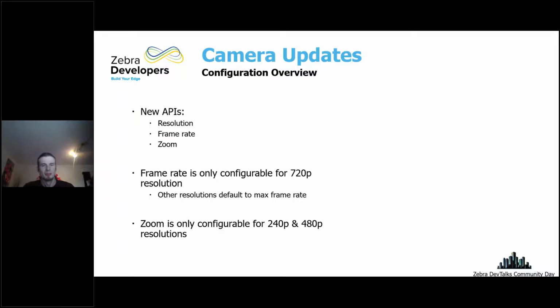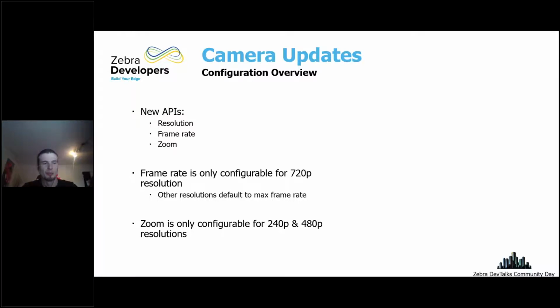So previously in version 1 of the SDK, we essentially just had the option to start capturing images and stop capturing images. In version 2 of the SDK, we've exposed some more configuration options. So we have 3 new categories of APIs, which we're going to run through now. We can configure the resolution, the frame rate, and the zoom.